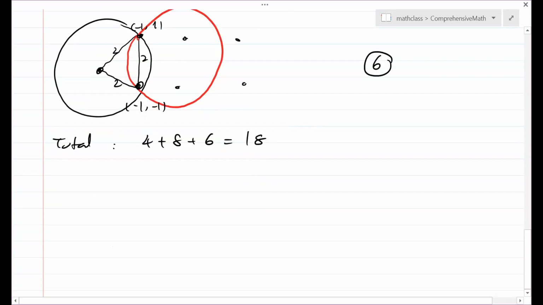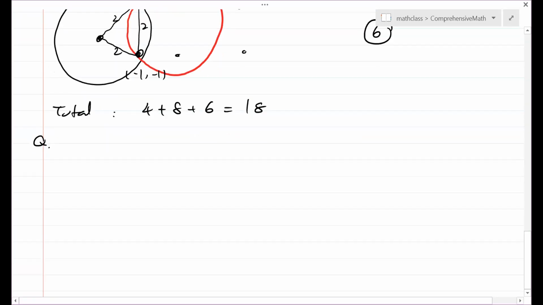Another problem, they're all about counting here. Two different circles and a triangle lying in the same plane. What is the greatest number of points that can belong to at least two of the three figures? What does that mean? So we're talking about the intersection points.